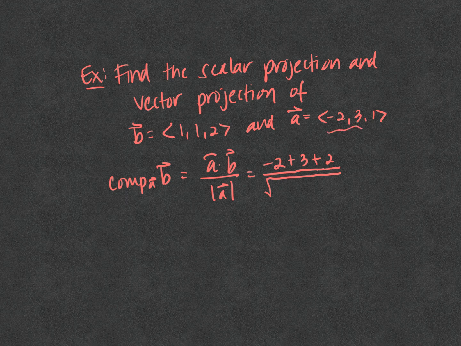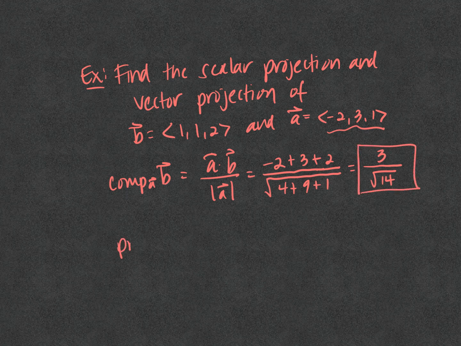A. A is the first one here, so negative 2 squared is 4, plus 3 squared is 9, plus 1 squared is 1. If I don't write out all my steps, I tend to mess things up and lose them. So negative 2 plus 3 plus 2 is 3. And on the bottom, we have the square root of 14. Rationalizing the denominator is kind of a thing of the past. This is your scalar projection here. So this is your first answer.